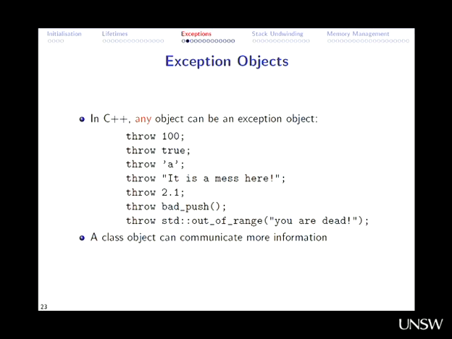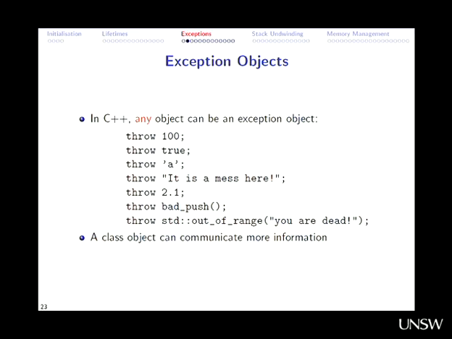In C++, any object can be thrown as an exception object. I can throw number 100. I can throw a boolean. I can throw a character. I can throw a character pointer array saying it's a mess in here. It's not very descriptive. I can throw a double. I can throw a function call. And I can throw a standard exception saying, out of range, you are dead. Okay?